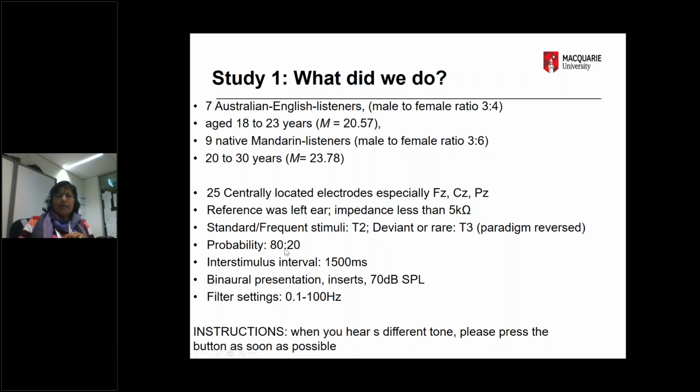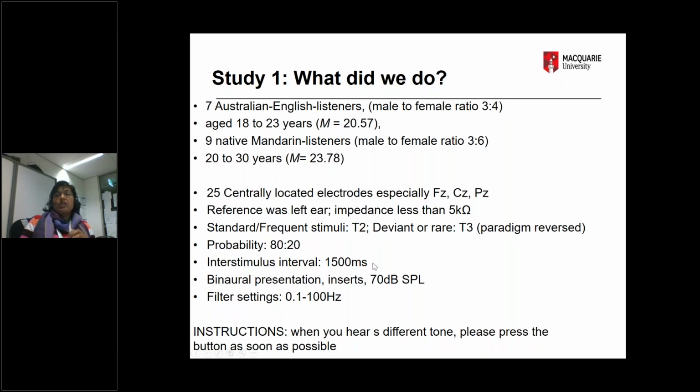And the probability is the other thing that's really important. So 80% of your total stimuli would be your standard and 20% are your deviant. The interstimulus interval, that is the time from the stop of your first stimulus to the start of the next stimulus, is important too. Because P300 is a positivity at 300 millisecond, you need sufficient time for people to make a decision about the sound being different or not, and to be able to respond, because at the end of that, you get the P300. So the timing is important.